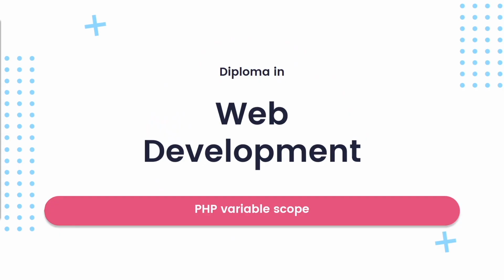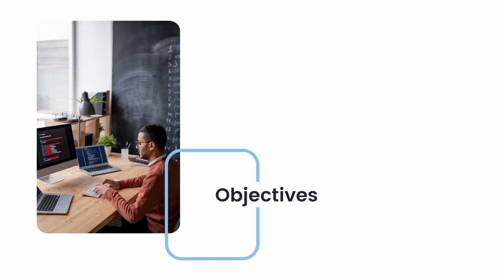In today's lesson, we are going to have a brief discussion about PHP variable scope. Now today's lesson is going to be quite short, but variable scope is very important as part of the PHP programming language ecosystem. Now let's have a look at the objectives for today's lesson.